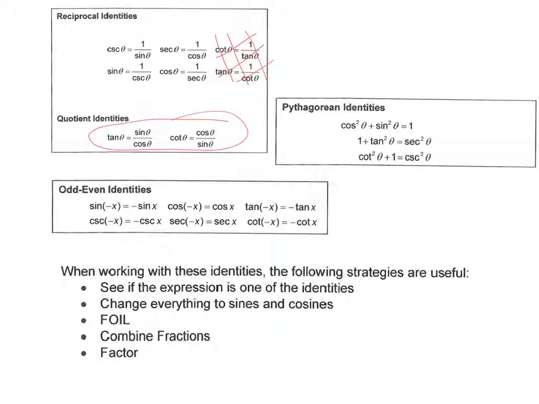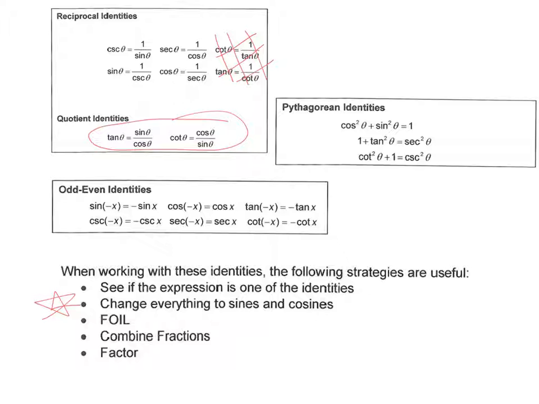You want to see if the expression in front of you is one of the identities so you can change it. The second strategy, and the one that we'll use the most often, is change everything to sines and cosines. Foiling is something that comes up sometimes. We often have to combine fractions, and sometimes we have to factor. And after every step, you have to run back through this list and see if there's something else you can do. So it's not necessarily you go down the line in order, except for maybe the first two, but you cycle through this list over and over again within one single problem.